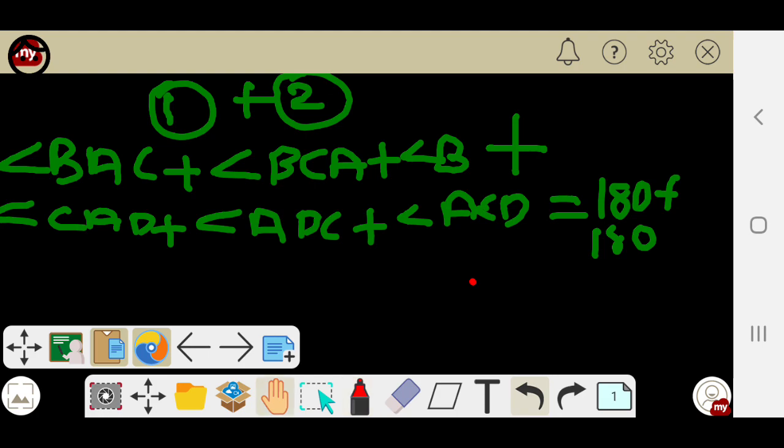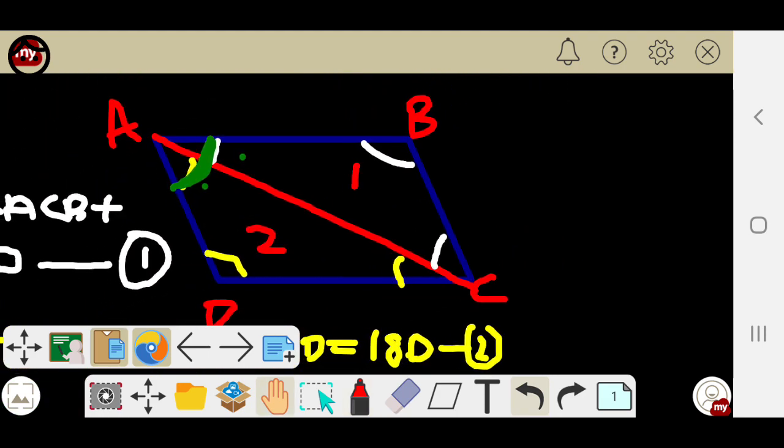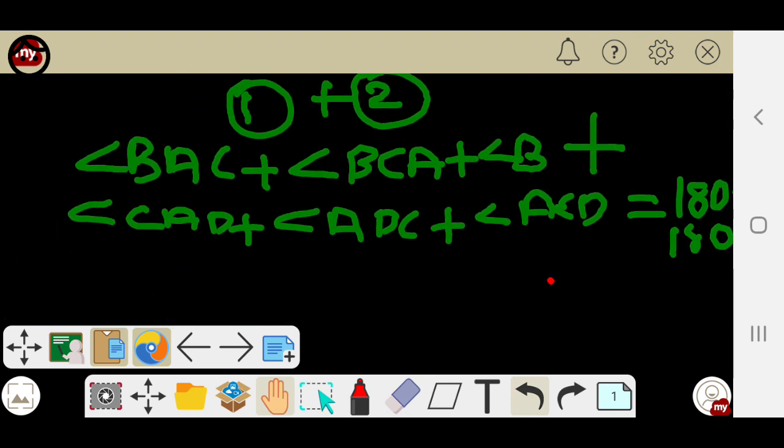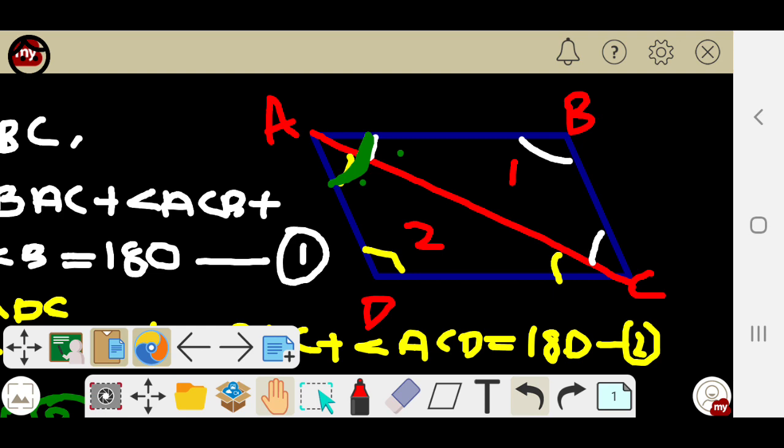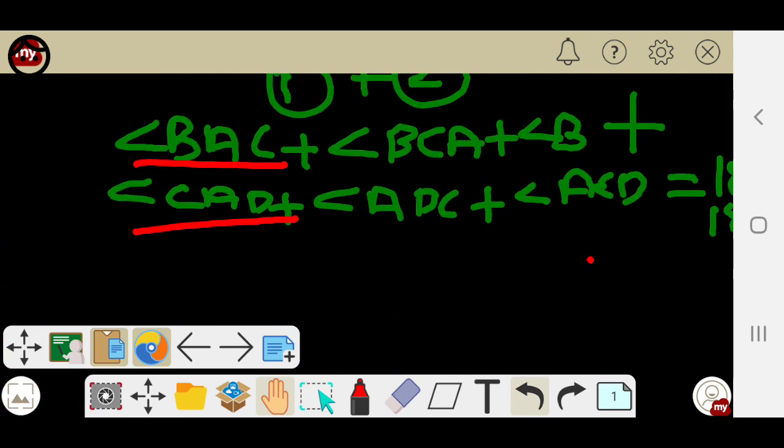One more time, BAC plus CAD. This BAC and CAD, while adding, you will get BAD. That is, instead of these two, we can write angle BAD plus angle BCA and angle ADC.